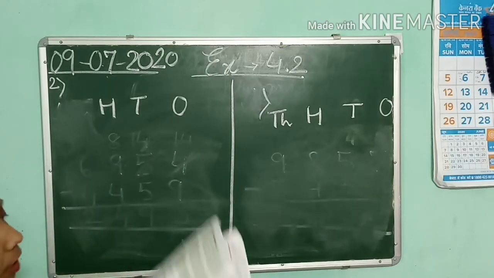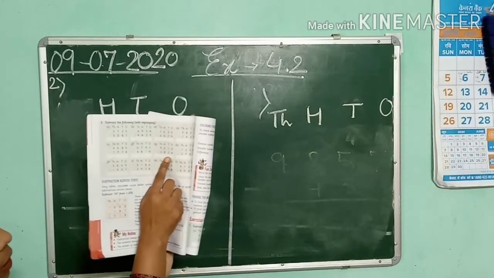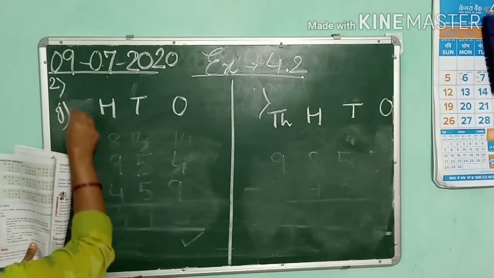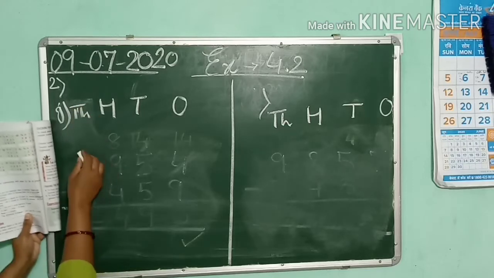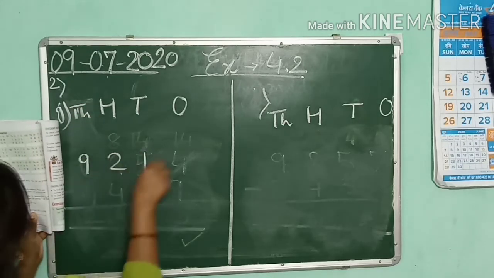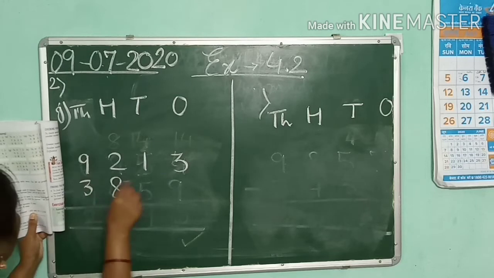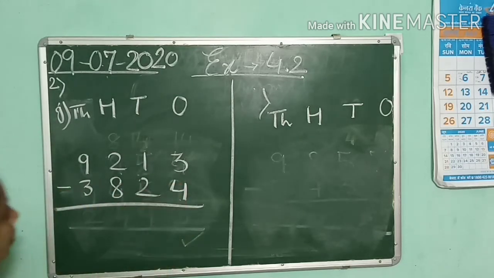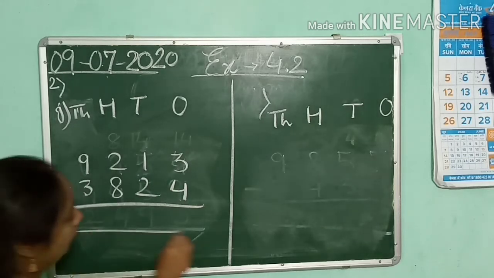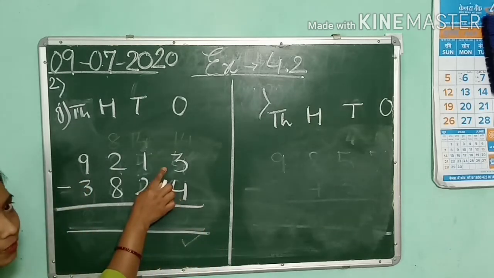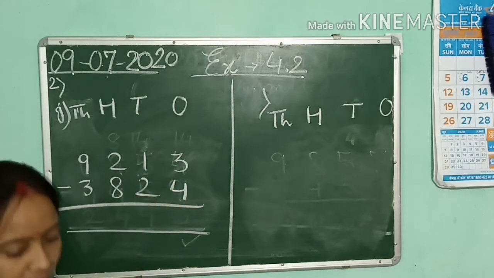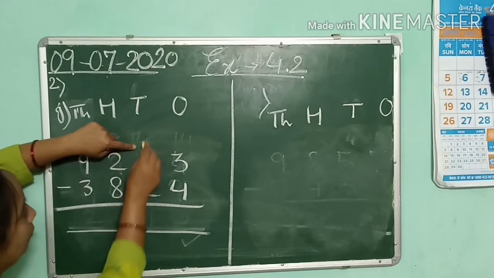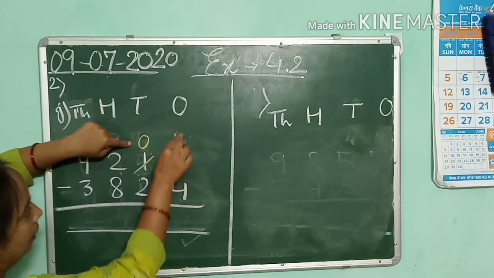Question number G, children, you have to subtract 3,824 from 9,213. So, let's start here with G. The question is 9,213 minus 3,824. Now, you have to subtract. Under the ones column, you have to subtract 4 from 3. It's not possible. So, 3 will borrow from the tens column, that is 1. So, 1 becomes 0, and this 3 becomes 13.